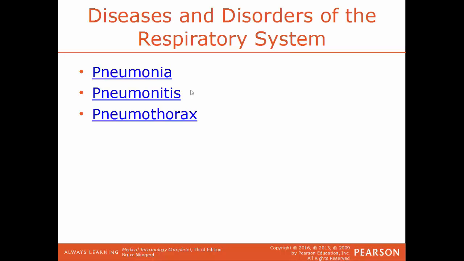And there are many different types of pneumonia. It depends on what part of the lung, how widespread it is, and what causes it. Pneumonitis, this is the inflammation of the walls of the alveoli, usually caused by a virus. And last term here, pneumothorax, is the presence of air or a gas that's found in the chest cavity that causes the lungs to collapse.